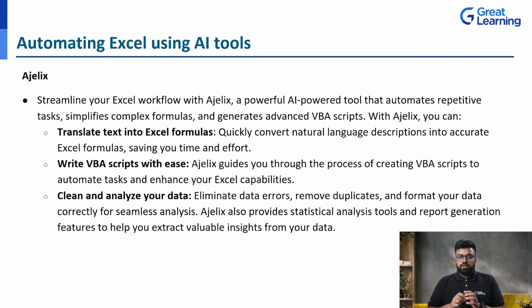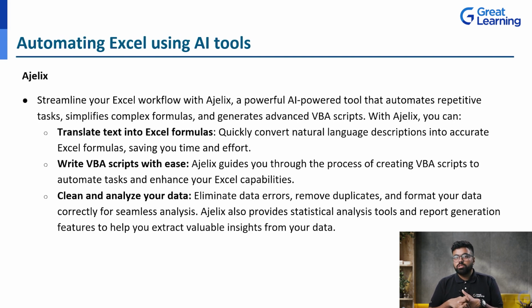Then is Ajelix. What it does is it quickly converts natural language descriptions into accurate Excel formulas, saving you time and effort. So if you type in any regional language, it will understand. That's how it is trained. Now again, the transformer that runs behind is GPT 3.5 or 4 if they have updated it now, but it was 3.5 earlier. It understands the layman language that you put in and extracts the information that is needed. So basically exactly what ChatGPT does.